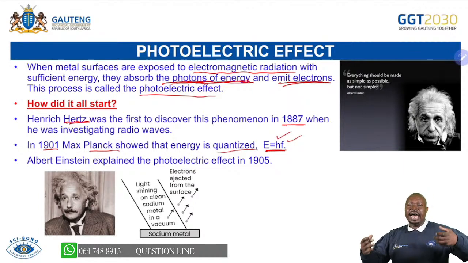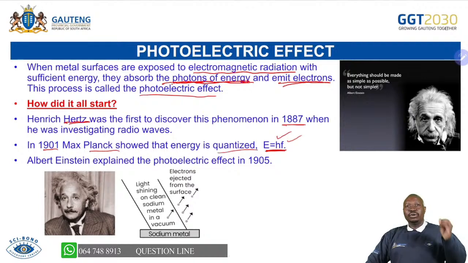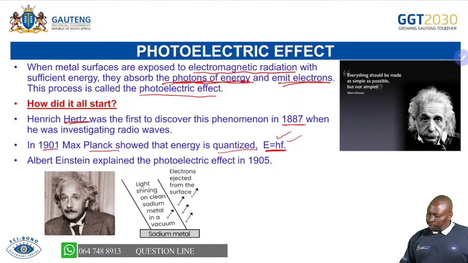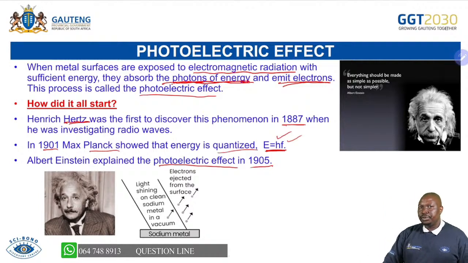So that which you have done in grade 10, E equals HF, is the research done in 1901 by Max Planck. Now, this which you are doing in grade 12 has been done by Albert Einstein, who explained the photoelectric effect in 1905. So you can see Einstein there, who came up with this concept.